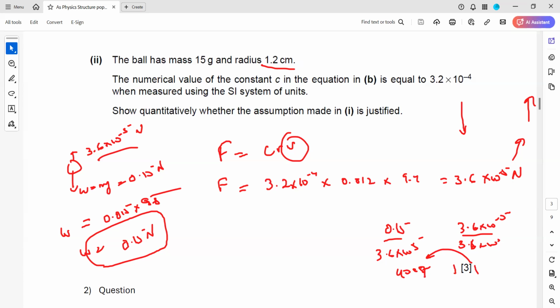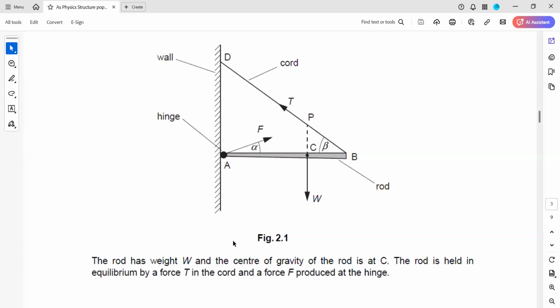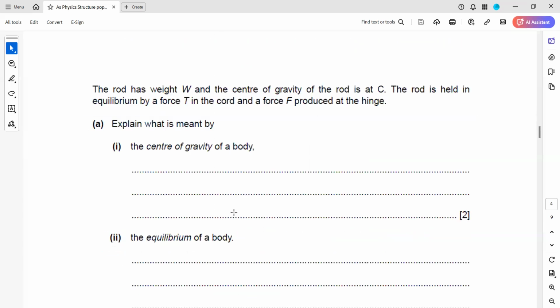Is it clear? So when it is hitting the ground at a speed of 9.4, the resistive force is a very small value, which can be ignored. So it is justified. Question 2, any doubt? 2B and C, okay.